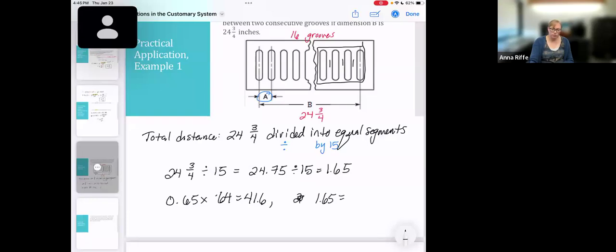So 1.65 is equal to 1 and 41.6 over 64. 41.6 is closest to 42. So it's 1 and 42 over 64, or 1 and 21 over 32 if we reduce. So that means dimension A is 1 and 21 over 32 inches. Any questions on that one?